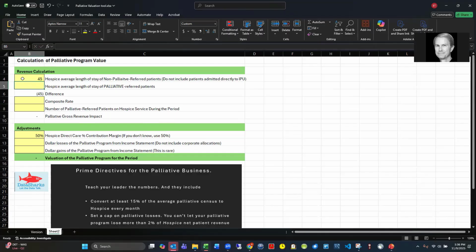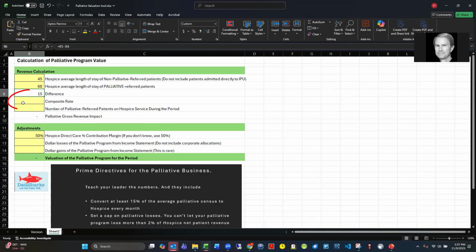Then let's look at your average length of stay for palliative referred patients. For those patients that came straight from your palliative program, not sure what that would be either. I'm going to just put in a number. Now, if for any reason this number is bigger than this number, you have a problem. Your palliative program is not working for you. You need for that to be significantly different.